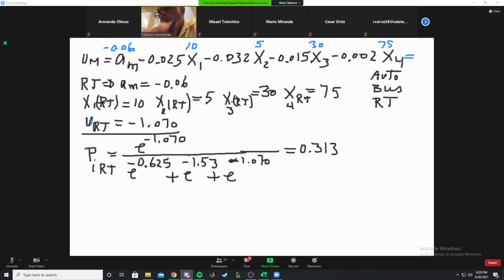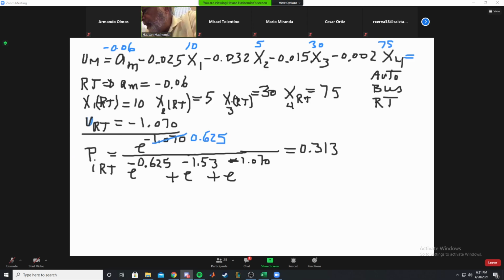Okay, everybody understand that? Now remember, if that's the case, utility of bus and auto will change. Because if I want to get the auto, what do I change? This number to 0.625 and I calculate that.